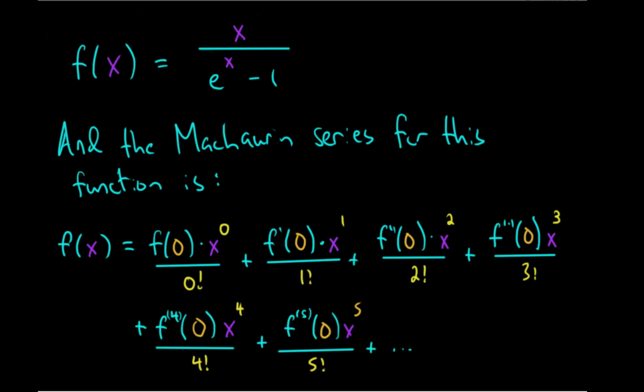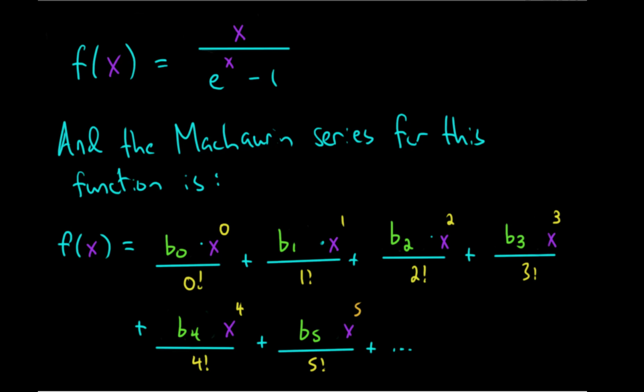But here we know what f of 0 and f prime of 0 and f double prime of 0 must equal. F of 0 must equal b sub 0. F prime of 0 must equal b sub 1. F double prime of 0 must equal b sub 2, and so on. In fact, we can write, if f of x equals x over e to the x minus 1, then this function can be written as the Maclaurin series, which is the sum, indexed from k equals 0 to infinity, of b sub k times x to the k over k factorial.